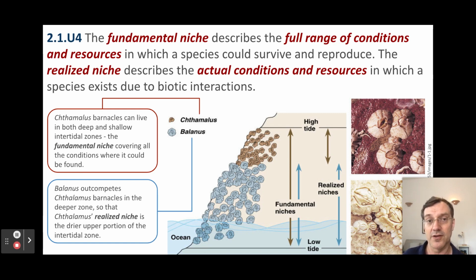The realized niche is the niche where that organism is actually found as a result of competition with other organisms or limitations of some of those abiotic factors in the environment, such as salinity levels, light levels, or temperature range. Right? So the fundamental niche is everywhere you could possibly find an organism. So think about it like the full range of a bell curve. But the realized niche is really that central part of the bell curve where you generally find the organism.